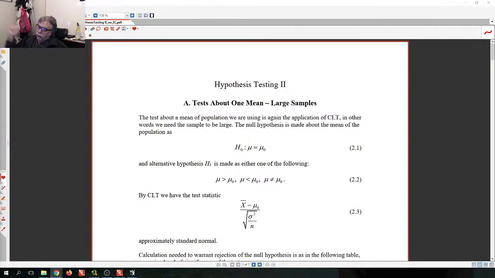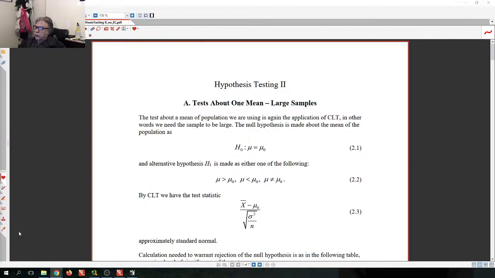Okay, this is the second part of this lecture on hypothesis testing. This part is about testing population mean, meaning in the first part we were testing a population proportion. In the second part of this lecture we are testing population mean. Now when you're testing population mean, just like when we were estimating population mean, we have two options.